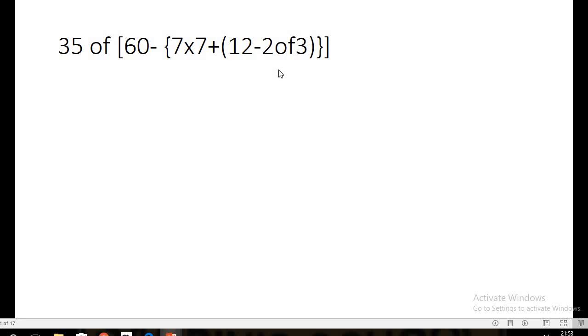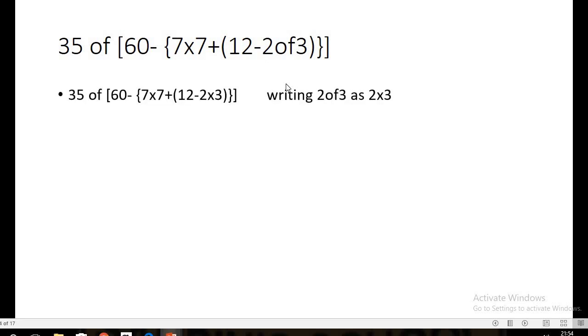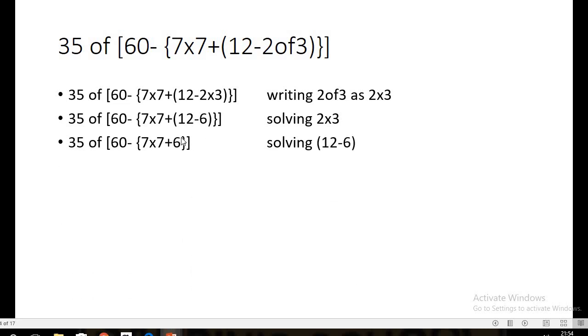In the next question, again as the rule, we will first solve the round brackets. So 2 of 3, first 2 of 3 will be solved, and 2 of 3 means 2 multiplied by 3. So 2 multiplied by 3 gives us 6. Now 12 minus 6 in round brackets gives us 6, and the round bracket vanishes.